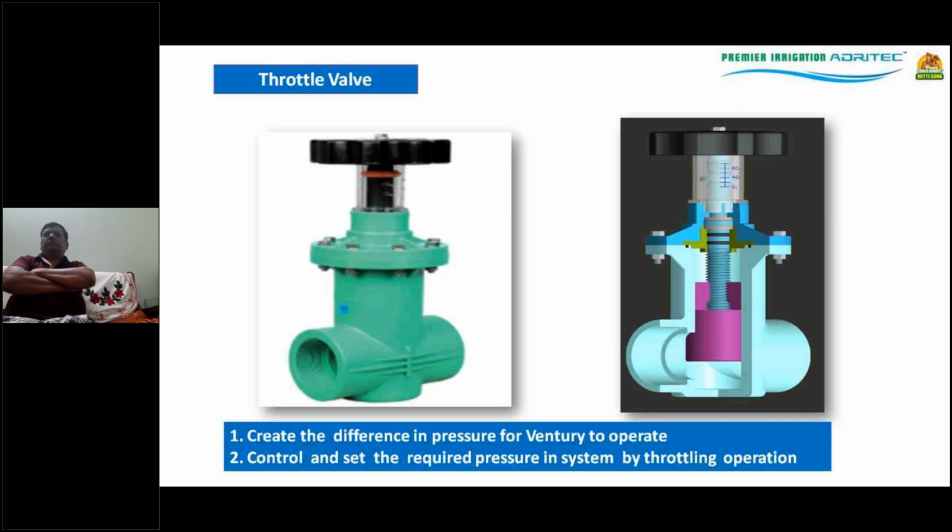Now, for the control of the system, to create the difference in pressure for the venturi to operate and to set the required pressure: every system, whether it is a sprinkler system or a drip system, requires a certain pressure, like 1.5 kg pressure at the starting. To set that pressure, you need a valve. So this throttle valve has two functions. It will create the difference in pressure for the venturi to operate, and also set the required pressure that is required for the operation of the system.